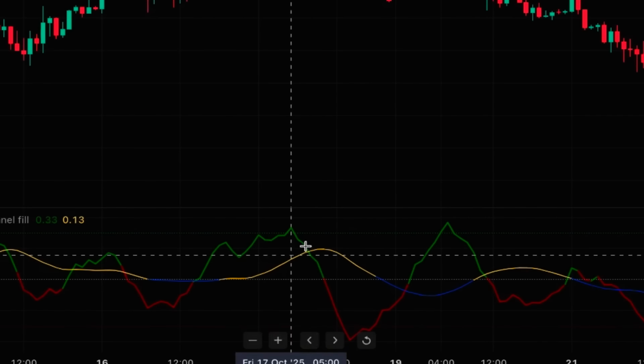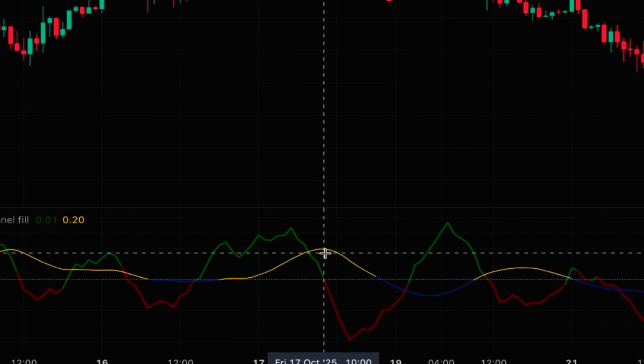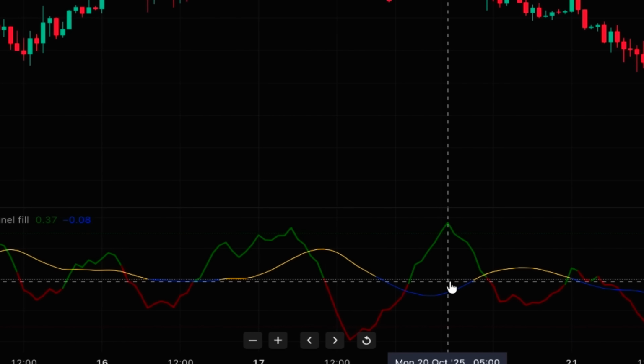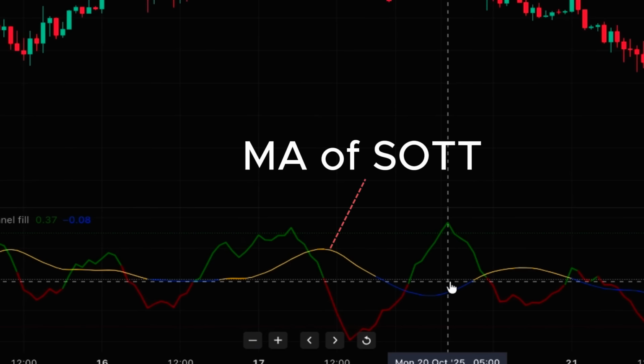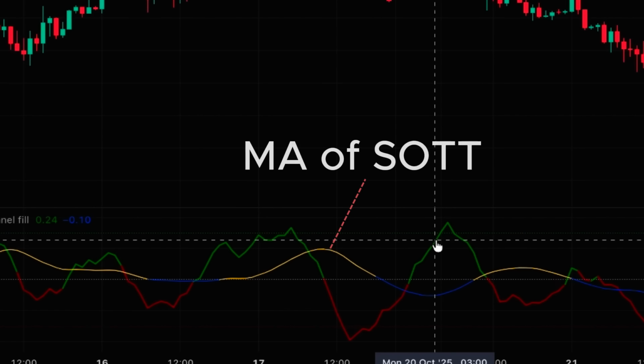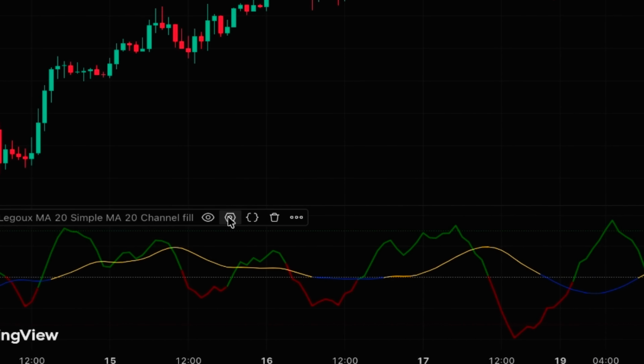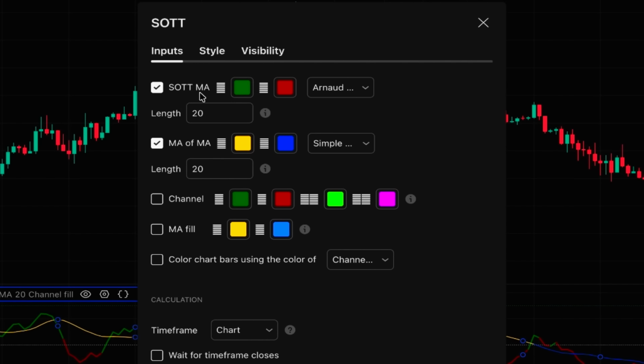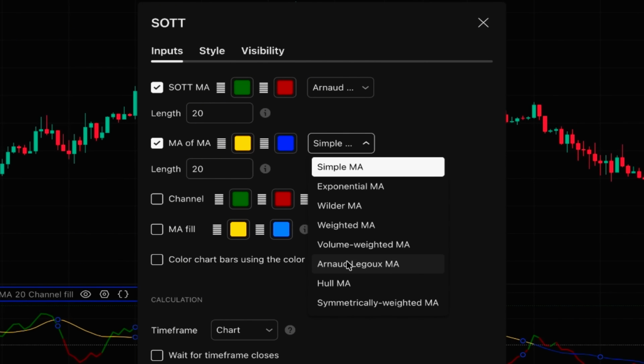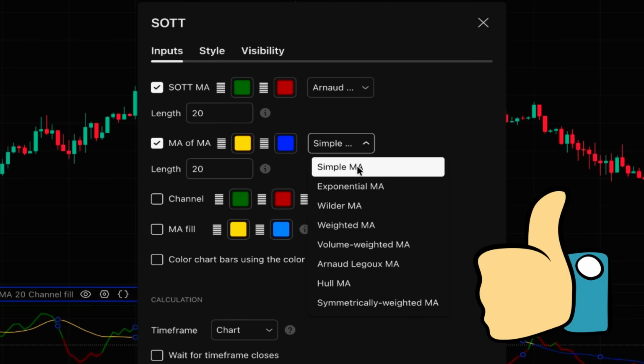And then we have this line here that changes color between orange and blue, and this line is a 20 period moving average of SOTT moving average line. If we go to the settings of the indicator, you can see that by default the length of SOTT moving average is set at 20, and here the length of the moving average of SOTT moving average line is also set at 20. Here for this line we have also a list of different moving averages, and for this line a simple moving average is okay.